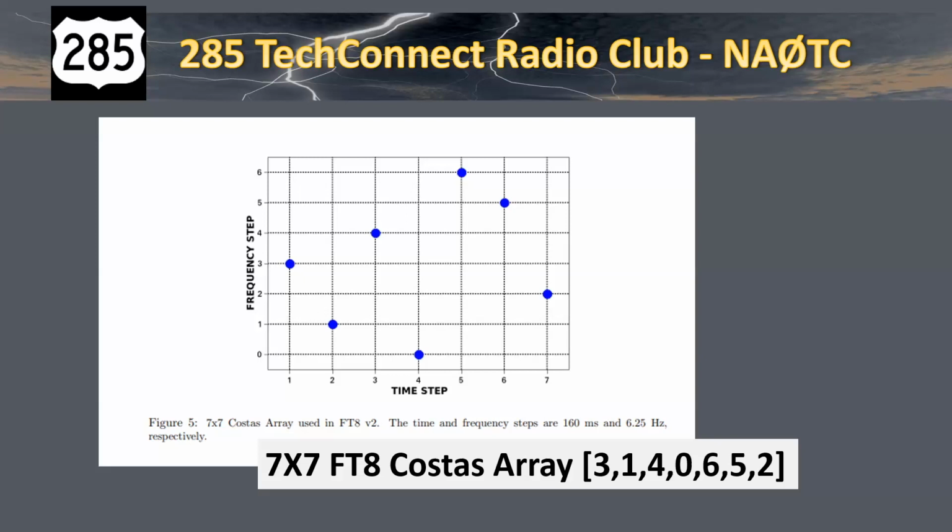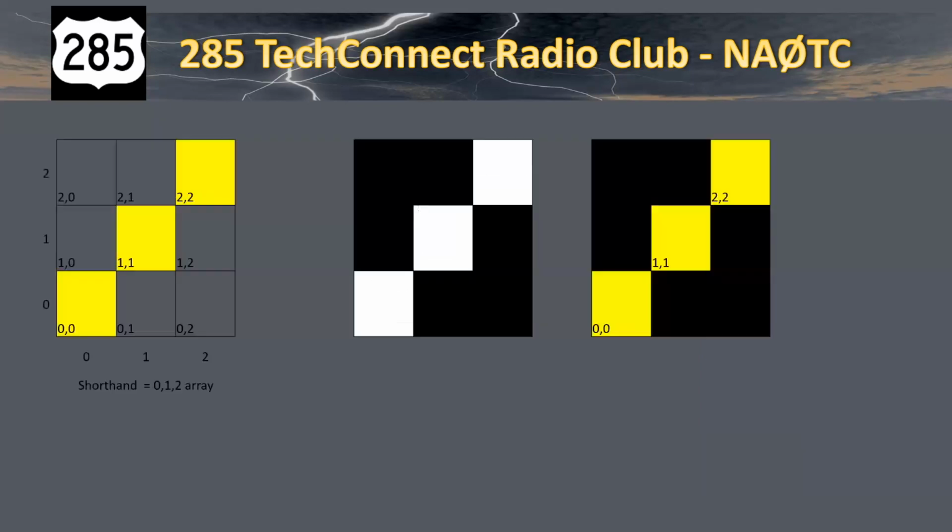But let's see why we use a Costas array and why that's kind of magical. Let's look at a 3x3 array. Graphically, I'm showing one on the left-hand side of this slide. If we take a 3x3 array, kind of a tic-tac-toe screen, the yellows represent frequency 0, frequency 1, frequency 2, and time interval 0, 1, and 2.